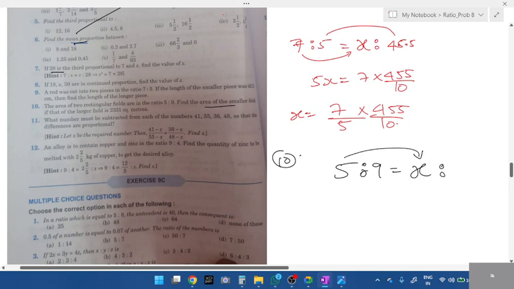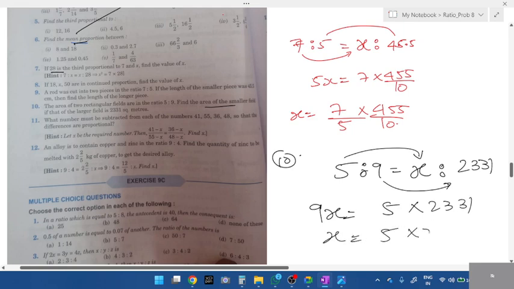X is to, what is the bigger field, students? What is the larger field? Correct. For 9. In place of 9, what should I write? 331. Product of mean, 9x is equals to product of extreme. 5 into 2, 331. X is equals to 5 into 2, 331 divided by 9. Any doubts in this?